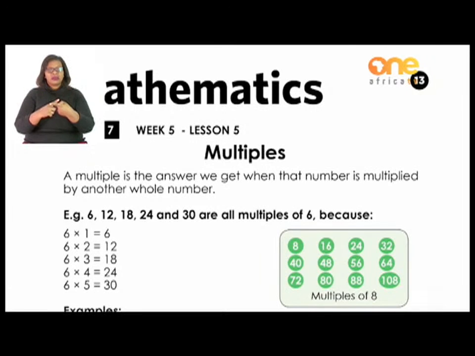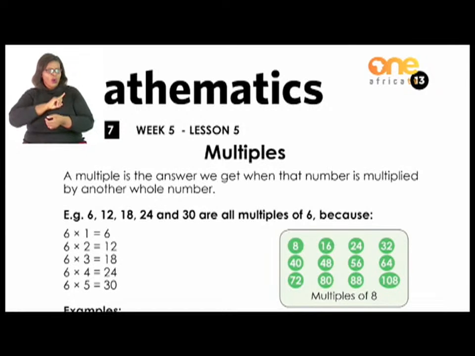A multiple is the answer we get when that number is multiplied by another whole number. For example, 6, 12, 18, 24, and 30 are all multiples of 6.